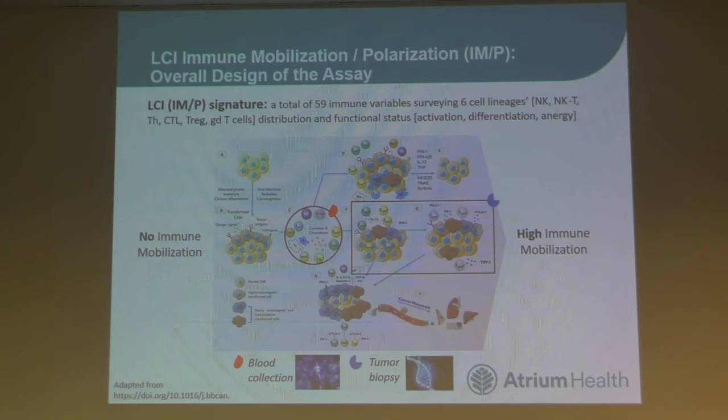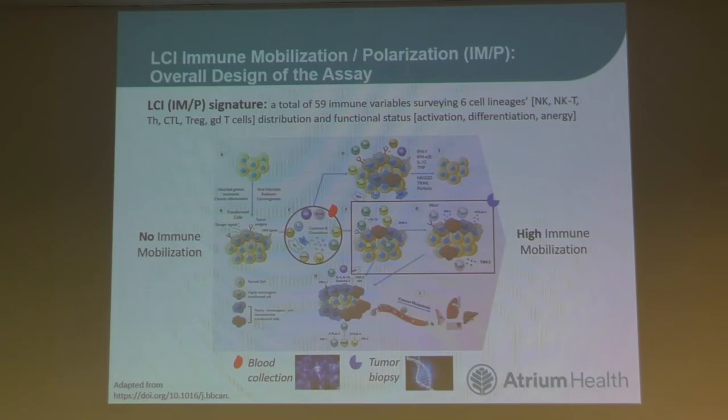A lot of science. So we have developed this immune mobilization and polarization assay, IMP for short. What this assay does is probe a set of 59 immune variables, looking at 6 immune cell lineages, both in terms of distribution and functionality.